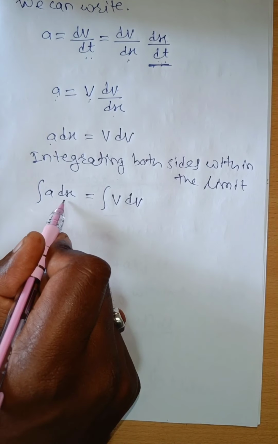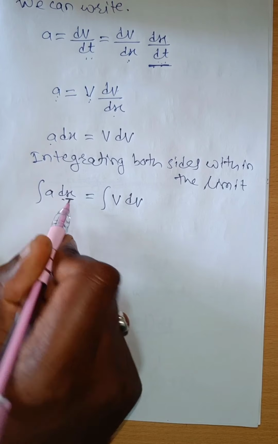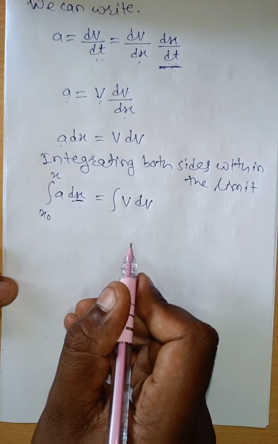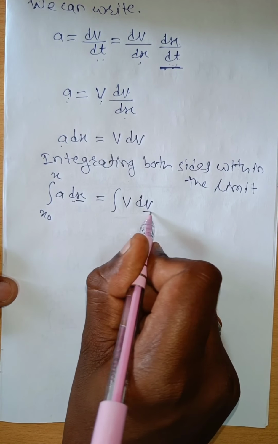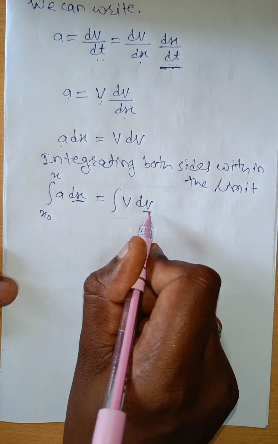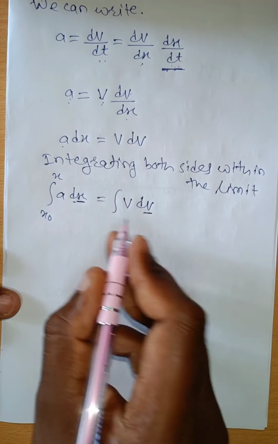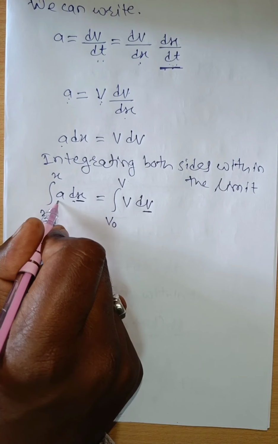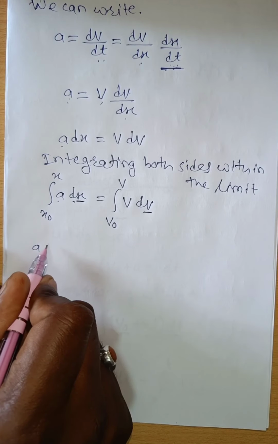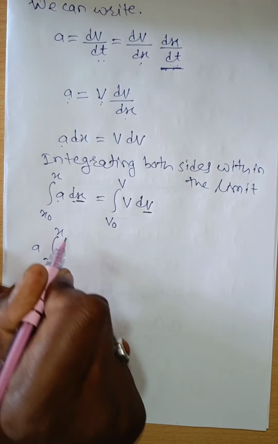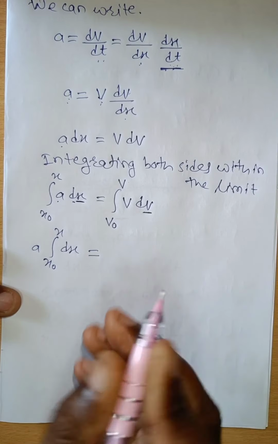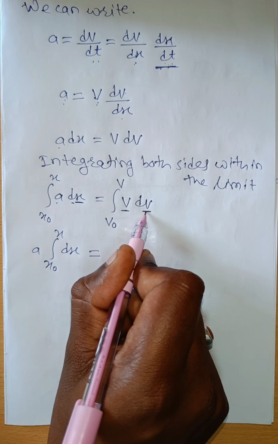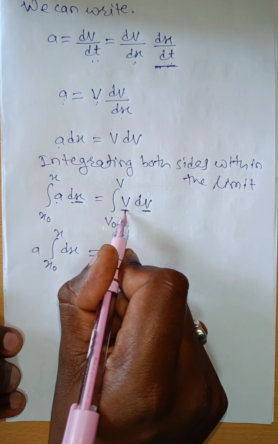Now this is integration with respect to x. Therefore, what is the initial value of x? X naught. What is the final value of x? X. And this is integration with respect to v. Therefore, what is the initial value of v? V naught. Final value of v, that is v. Now here a is a constant, therefore taking it outside, a into the integration of x naught to x of dx, which is equal to the integration of v dv. But here v is not constant because we have to take integration with respect to dv. Therefore v is not constant.